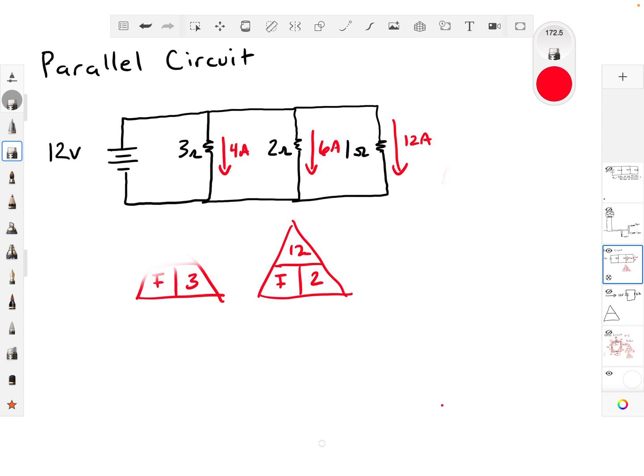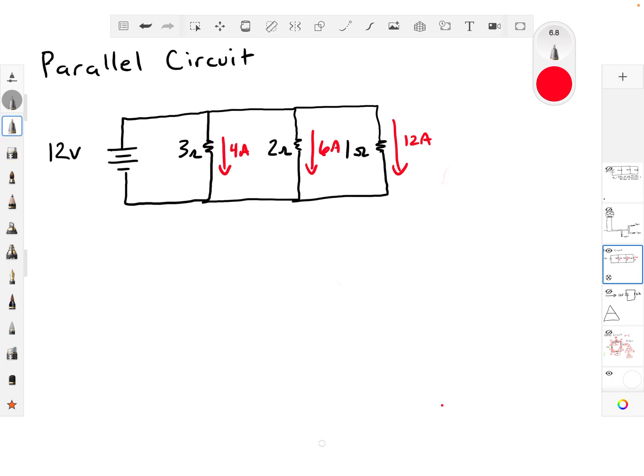So I like to do it like that. For me, it's a little quicker because then I know, well, what would be the total current? Well, if there's 4 amps here, 6 amps, and 12 amps, I'm going to go 12 plus 6 is 18 plus 4 is 22. So I know that there's going to be 22 amps coming in and out of this battery. So let's talk about that for a second.